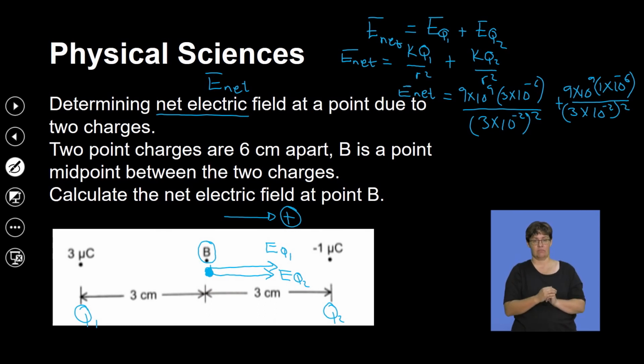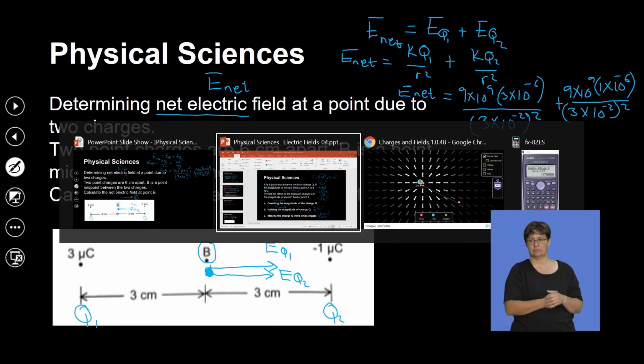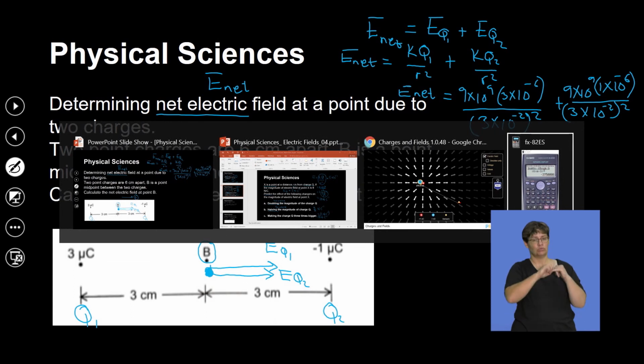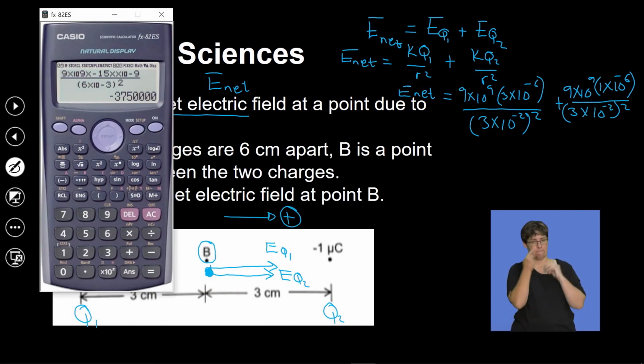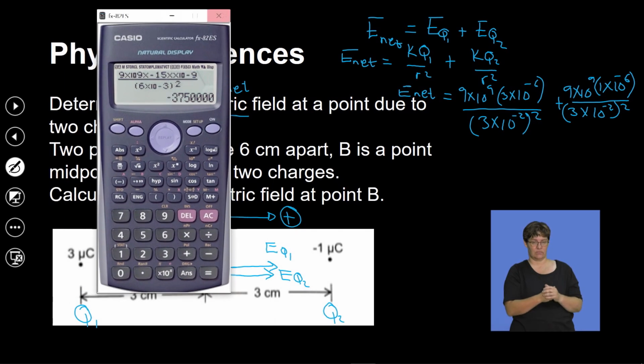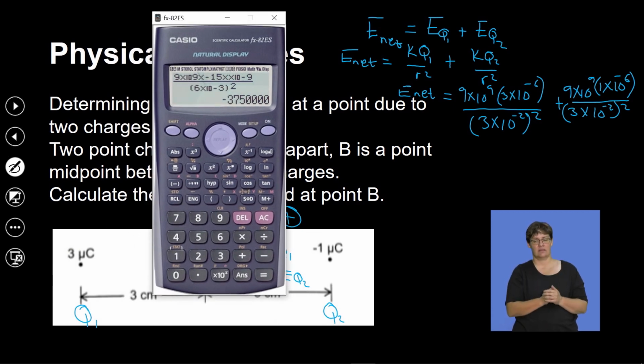Now, what remains after that is basically the maths, okay? So we can go to our calculator very quickly and get that value because we've managed to do our substitution. Actually, all the science has been done here. What remains is for us to determine the value of E net. So this is the scenario that we have.